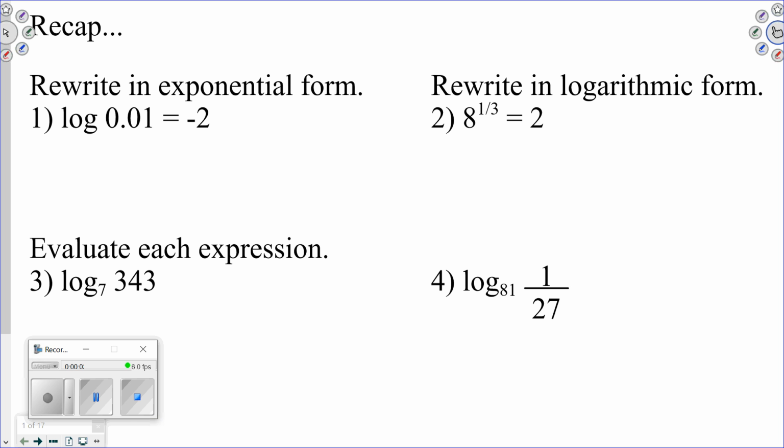All right, let's recap the stuff we've done previously before we get into some new stuff. Just to make sure we're getting all this together. So number one, rewrite in exponential form.